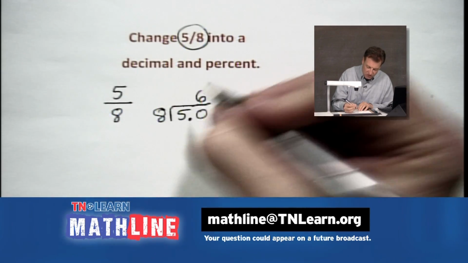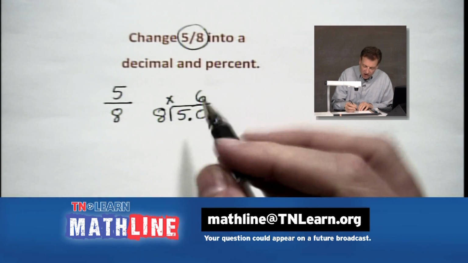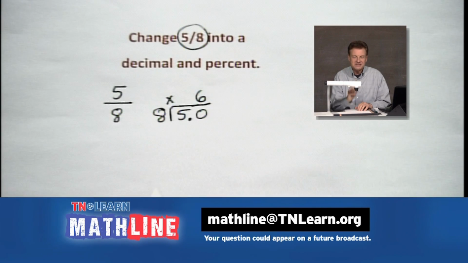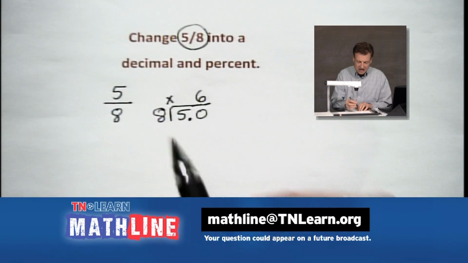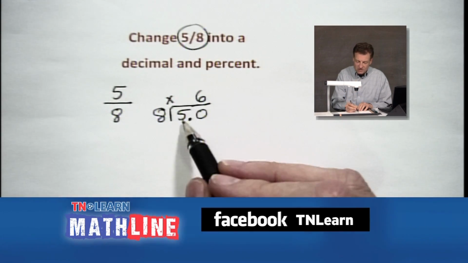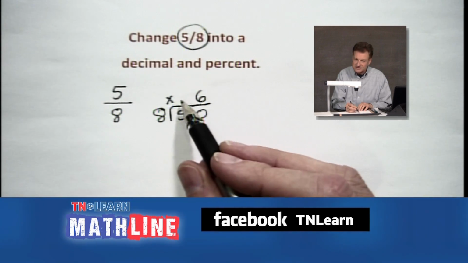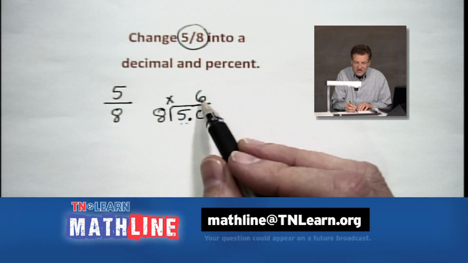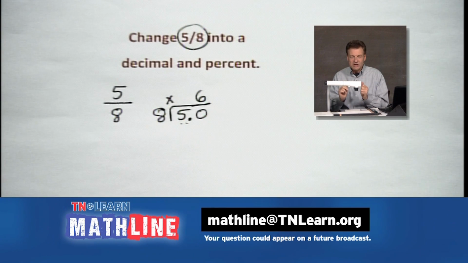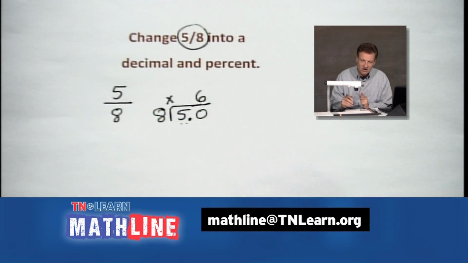We're going to put a 6 right there, and we're going to multiply. Notice I put the 6 over the 0. That's important to notice because it's not over the 5. I'm not saying 8 goes into 5 6 times. I'm saying 8 goes into 50 6 times. And that's going to be extremely important because we're going to place a decimal in the final answer somewhere. So you've got to be careful on those things.